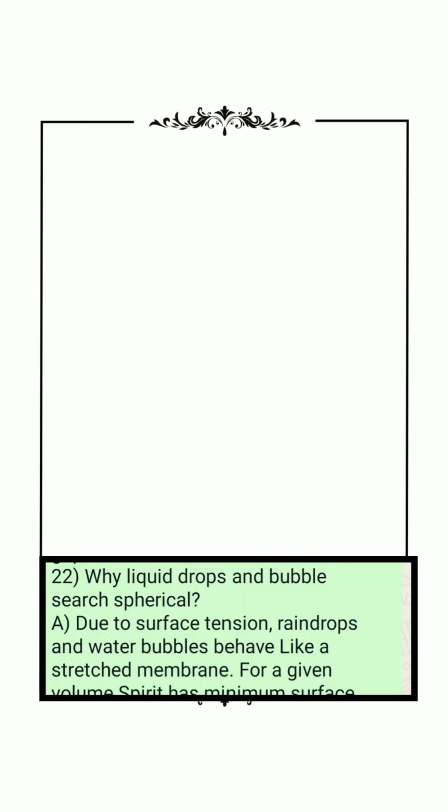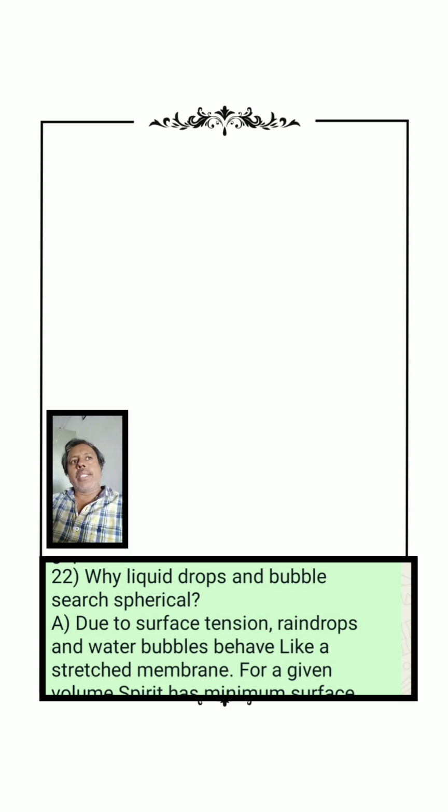22. Why are liquid drops and bubbles spherical? A. Due to surface tension, raindrops and water bubbles behave like a stretched membrane. For a given volume, a sphere has minimum surface area, so the liquid drop assumes a spherical shape.